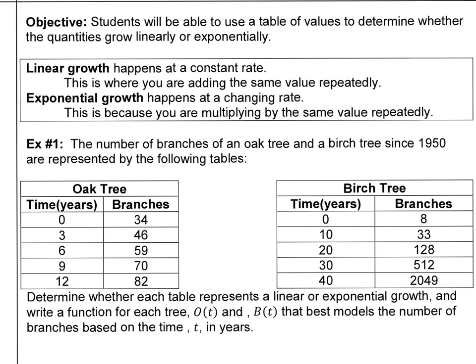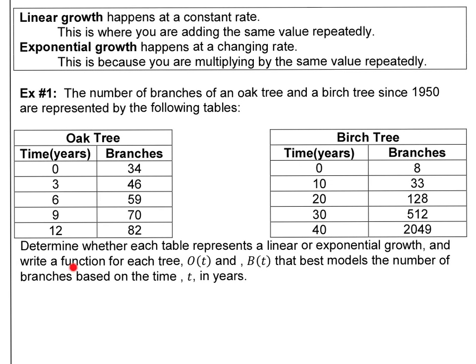Here we have, it says the number of branches of an oak tree and a birch tree since 1950 are represented by the following tables. Alright, so let's look at the oak tree first. Well, let's go ahead and read the directions down here. Determine whether each table represents a linear or exponential growth and write a function for each tree, O of t and B of t, that best models the number of branches based on time t in years.